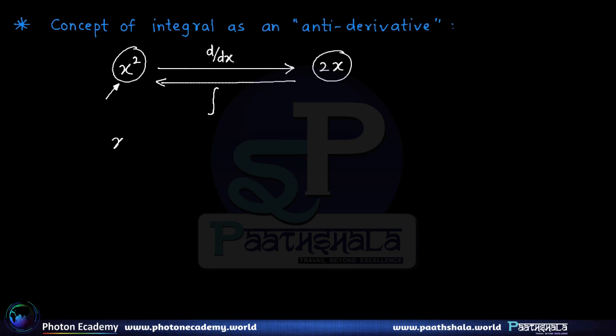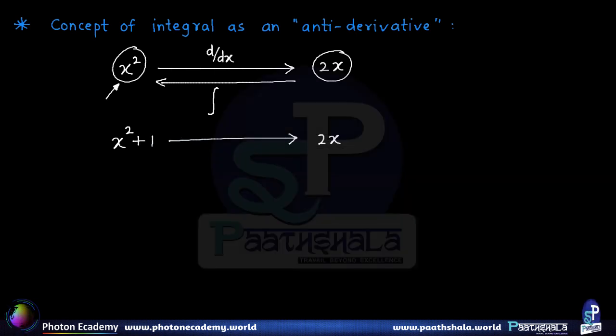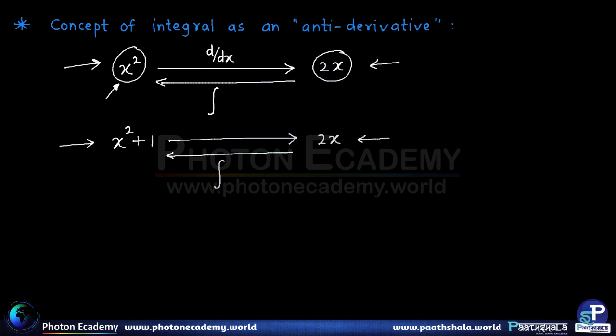Suppose instead of x square I consider the function x square plus 1, and we ask what is the derivative of this. Here we know that the derivative is still 2x, because the derivative of the constant term 1 is 0. So in this example, if the derivative of x square plus 1 is 2x, then the integral of 2x becomes x square plus 1. In the first example the integral of 2x was x square. In the second example the integral of 2x was x square plus 1.